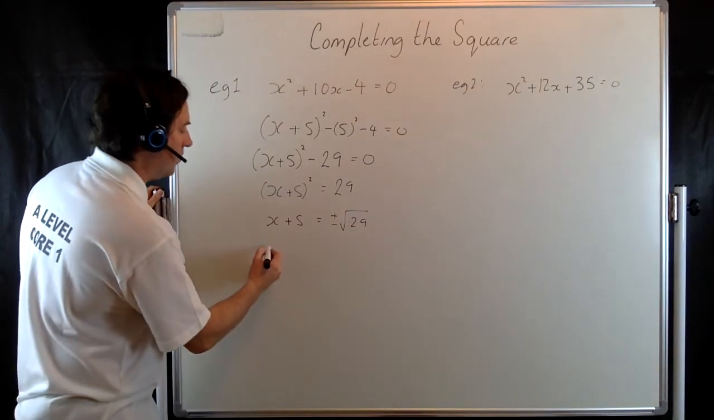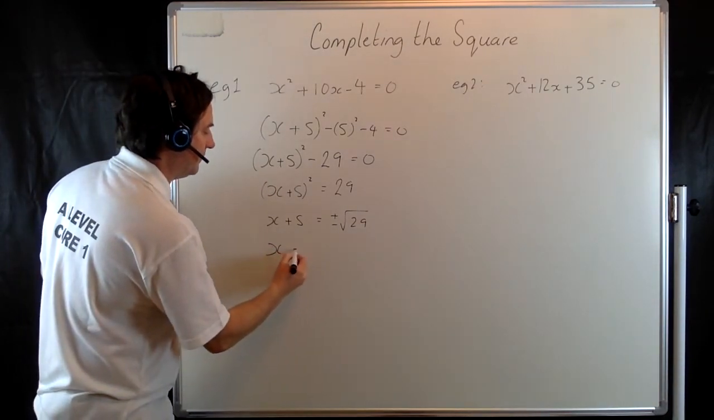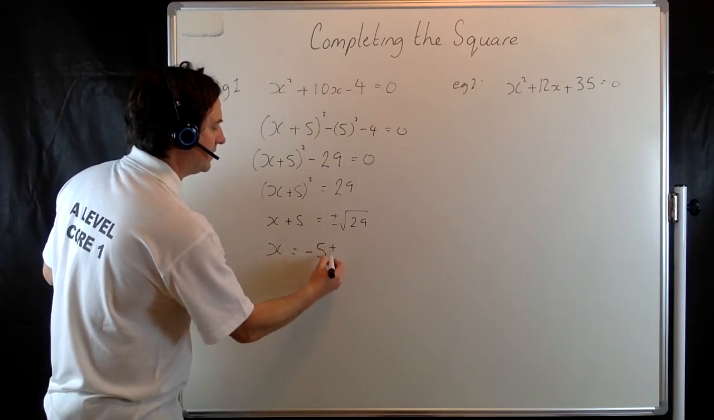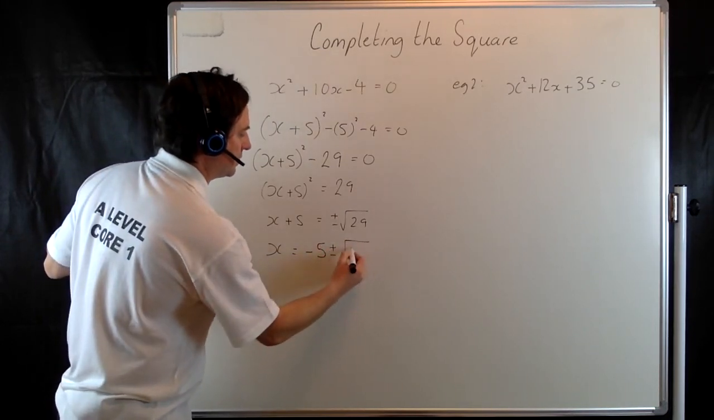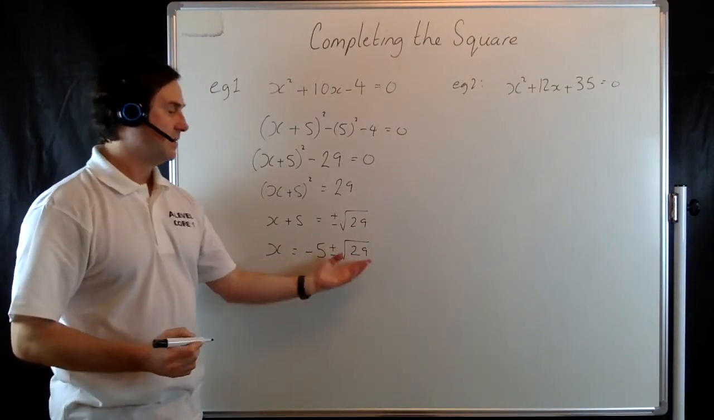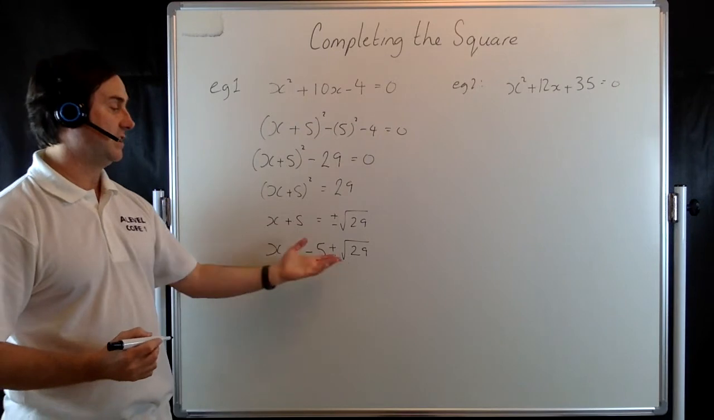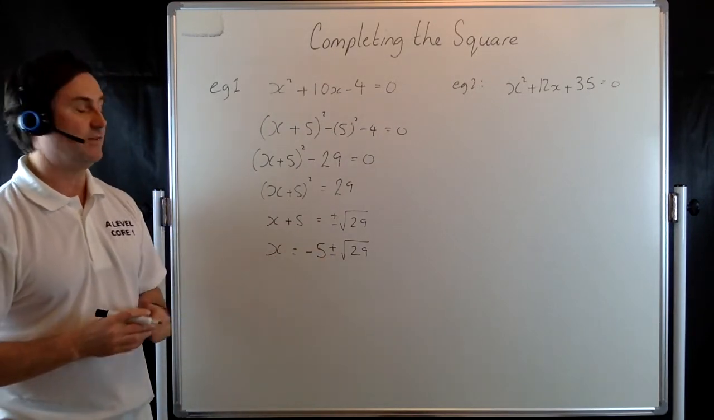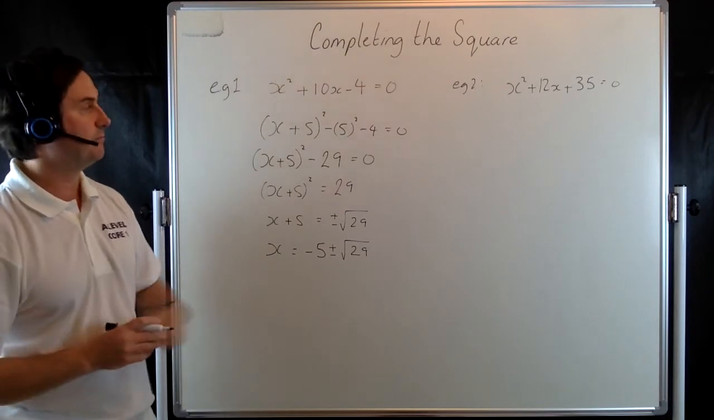All that remains is for me to take the 5 over, to leave me with negative 5 plus or minus the square root of 29. I'm going to leave it in that format. Square root of 29 is obviously going to give us a decimal answer. It can't be rationalised, so it's best to leave it in exact format.